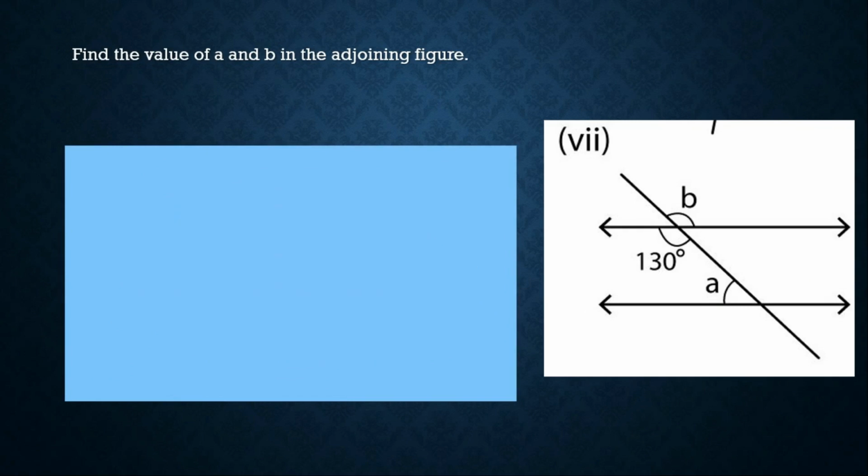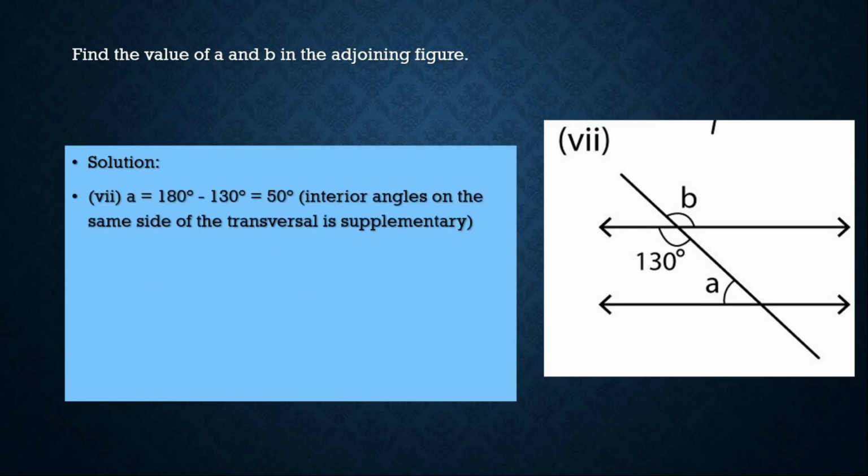Let us begin. Angle A equal to 180 degrees minus 130 degrees, which is equal to 50 degrees. Right? So 180 degrees minus 130 degrees is equal to 50 degrees. Why? The interior angles on the same side of the transversal are always supplementary. So these angles are forming a supplementary angle. So a supplementary angle is 180 degrees. This we already studied in our previous classes. Now angle B is 130 degrees because they are vertically opposite angles. So the value of angle A is 50 degrees and the value of angle B is 130 degrees.